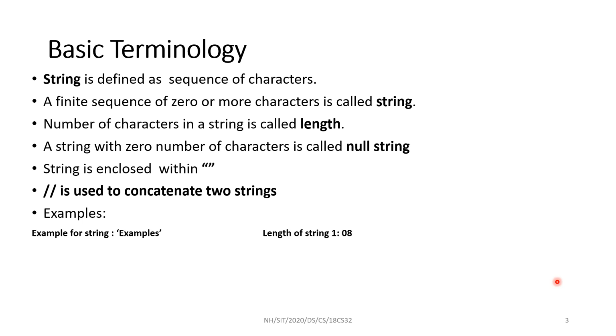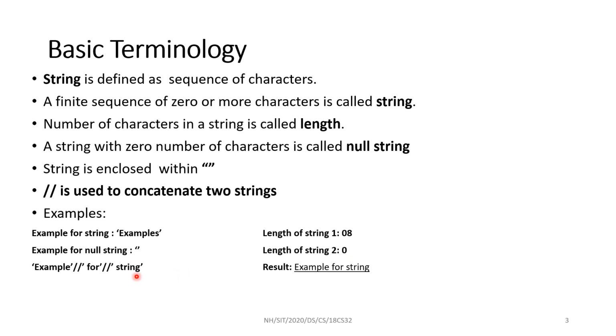Example: suppose "example" is my string. The length of the string is 8. You can see 8 characters enclosed within single quote or double quote. Here I use single quote: 1, 2, 3, 4, 5, 6, 7, 8 characters. Length of the null string is 0. I don't have any characters here, but there is a special character called null character. Length of null string is 0.